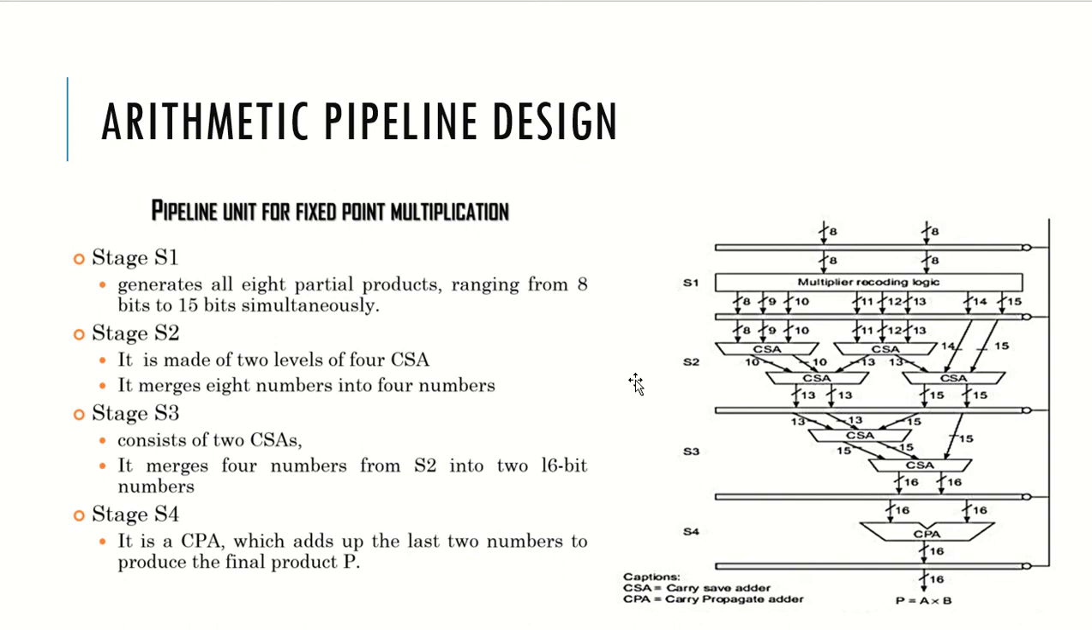Now in the fourth stage, you have received 2 outputs from stage 3. They are taken as input to stage 4, and you have employed a carry propagate adder. This carry propagate adder will add those 2 numbers, and it will be converted into one single number of 16 bits of length along with a possible carry. So this is how multiplication is made possible in the case of a fixed point multiplication.